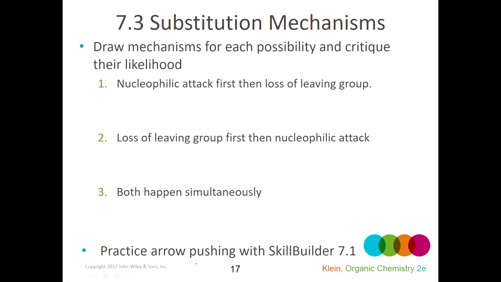So there are really three possibilities we could even imagine. One would be nucleophilic attack happens first, and then loss of a leaving group. So if I were to draw that, I would have the leaving group here, I would have the nucleophile, the nucleophile would attack, now it would be bonded there, and then the leaving group would leave, and that would give me my product.